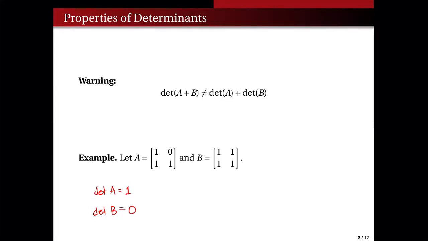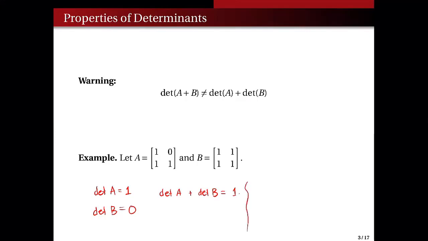But you can see clearly this will have determinant equal to 0 because row 1 is proportional to row 2. In fact, row 1 is exactly row 2. So the determinant will be 0. And therefore, you have determinant of A plus determinant of B. This is equal to 1. Okay?